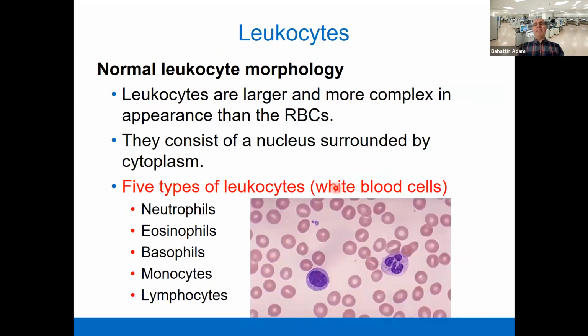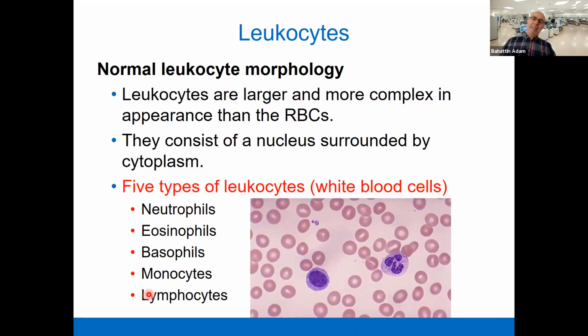Now let's know each type of the leukocytes, the white blood cells, in the peripheral blood circulation. If you examine a drop of blood under a microscope, you will see 5 types of leukocytes. These are neutrophils, eosinophils, basophils, monocytes, and lymphocytes. I am going to show the picture of each cell.